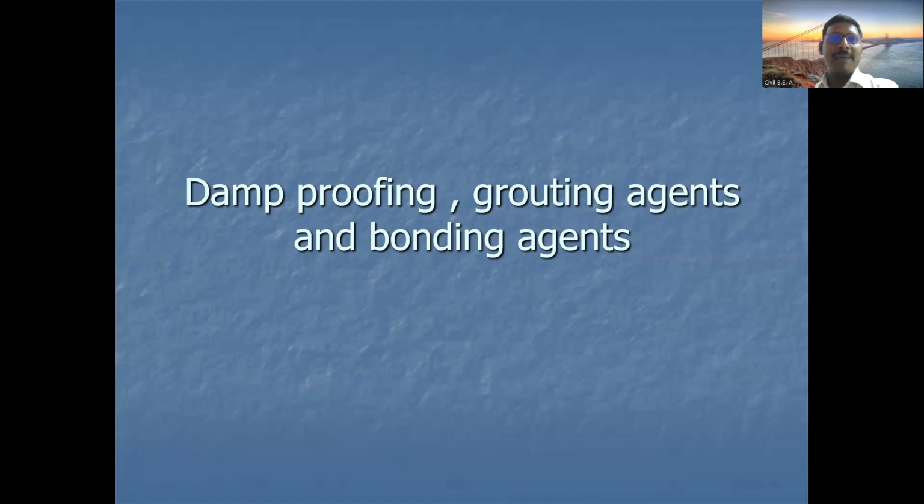Next type of admixture is the damp proofing admixture, grouting agent and bonding agent. Sometimes we have to bond the old connection and the new connection, or we have to insert a bar into the concrete for extension of some work. Grouting we have to do where leakages are there. At that time, grouting work we have to do. For damp proofing, sometimes water seepage is there, so we have to improve that also. These are some chemicals we use for damp proofing, grouting and bonding.